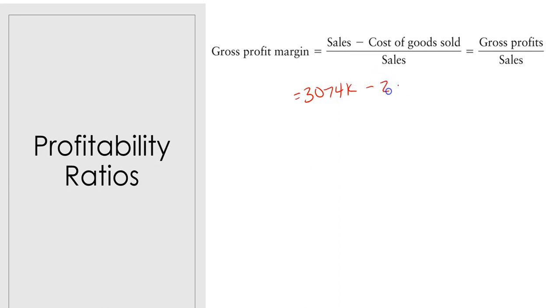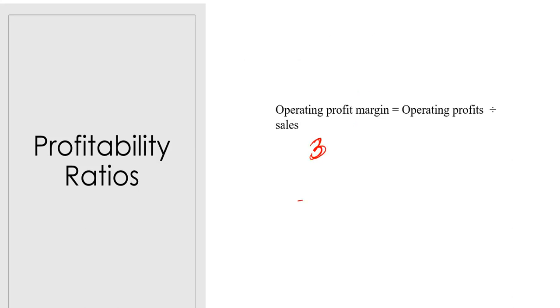So that's 3,074,000 minus 2,088,000, and we divide by sales of 3,074,000. And that gives us a gross profit margin of 32.1%. So when we're only considering the cost of our goods sold, we are keeping 32.1 cents of every dollar in sales. Is that good or bad? We need to look at that in comparison to our industry as well as our historical averages.